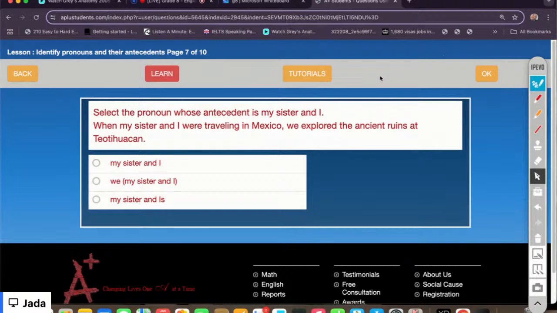When my sister and I were traveling in Mexico, we explored the ancient ruins of Teotihuacan. Which is the right antecedent? So yeah, that's it for this lesson. You can complete the remaining questions.